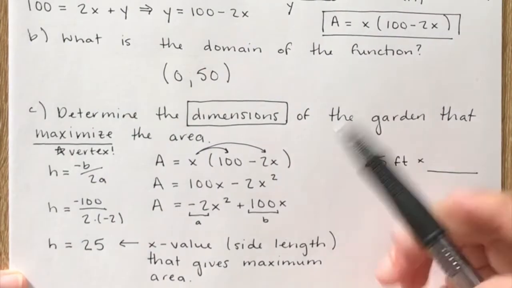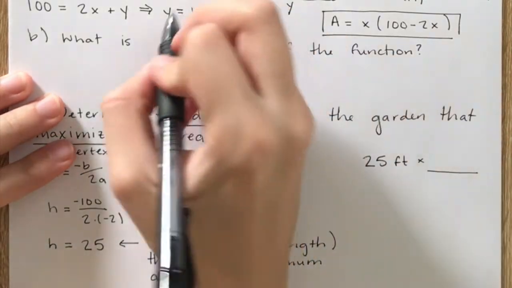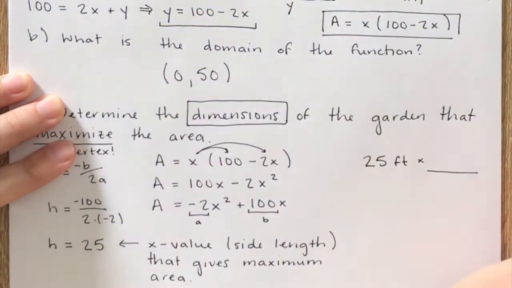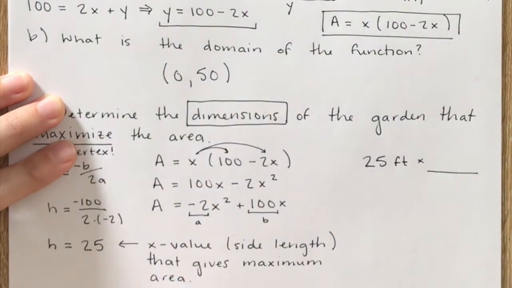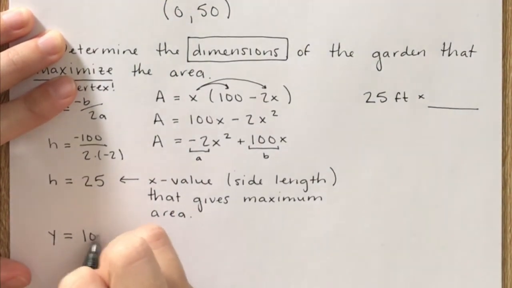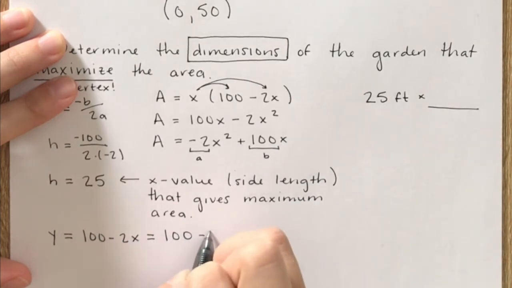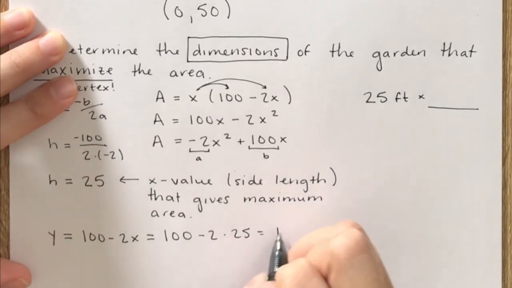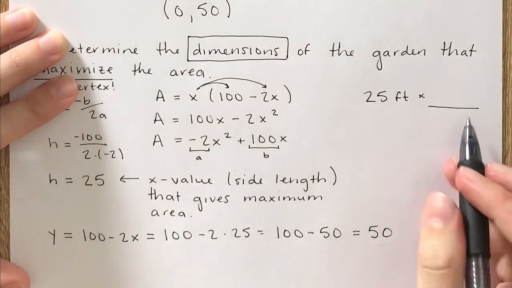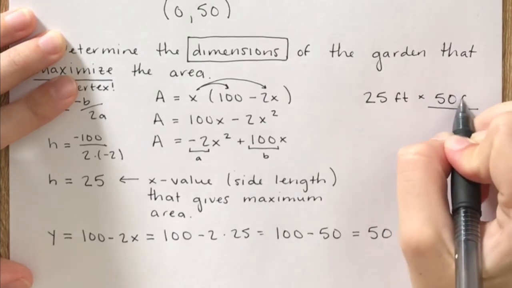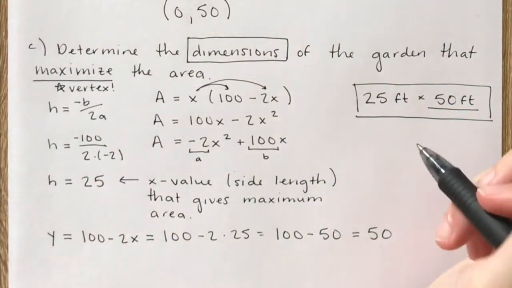Well, we could go back and think it through and write out the equation and solve everything again. Or we can remember that we actually already found y in terms of x, right? We know that x is 25. We can easily find y just by using this equation. So we know y equals 100 minus 2x. X is 25, so we have 100 minus 2 times 25, which is 100 minus 50, which is 50. That's our y value. So we have 50 feet, and our dimensions are 25 by 50 feet. That will give us the maximum area.